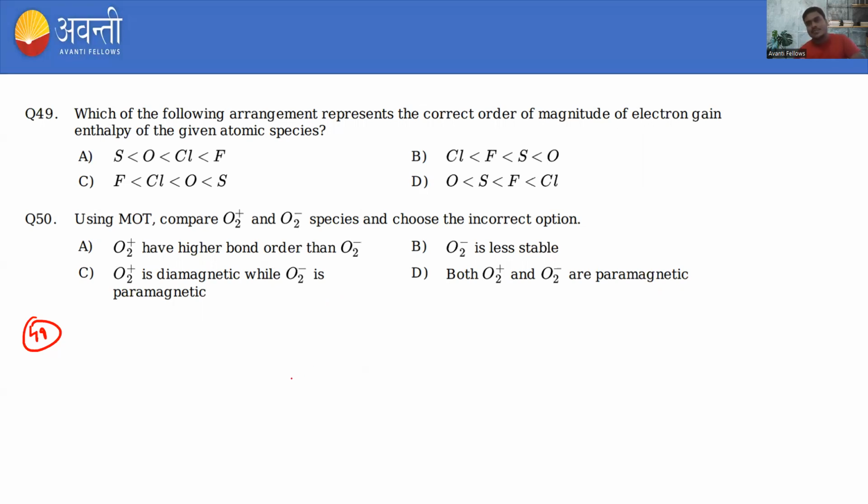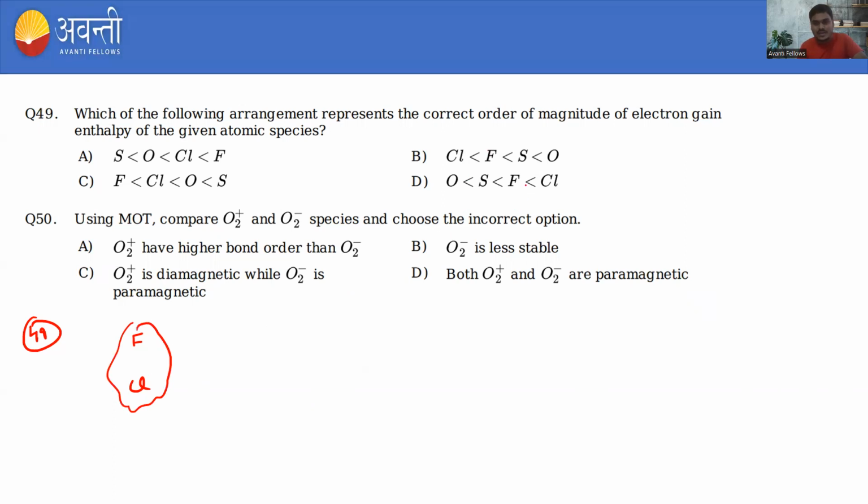Generally, electron gain enthalpy becomes more and more negative when you move from left to right in the periodic table. But in the case of fluorine and chlorine, because of the smaller size, fluorine is expected to show more negative electron gain enthalpy than chlorine. But in actual, chlorine has a more negative electron gain enthalpy than fluorine. Why? Because the size of fluorine is very small, and when an extra electron comes and is added, it provides repulsion. Due to this, the negative electron gain enthalpy of fluorine is much lower than that of chlorine.